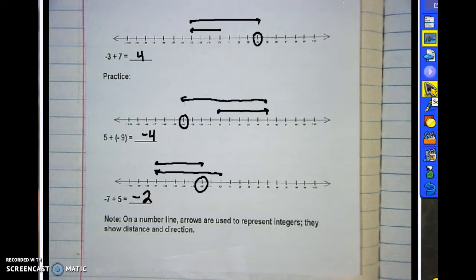Just remember that on a number line, arrows are used to represent integers. They show distance and direction.